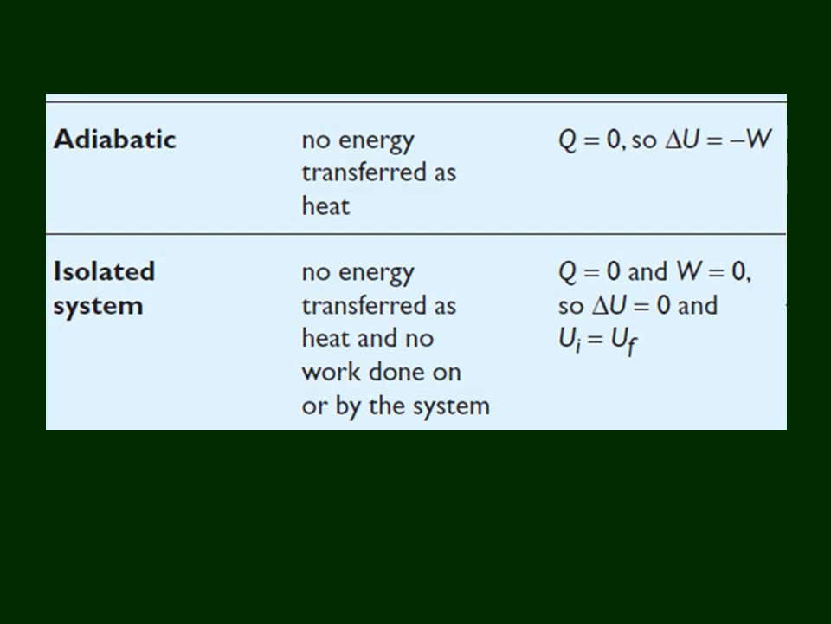Isolated system: no energy is transferred as heat and no work is done on the system. Q equals 0 and the work equals 0. As Q equals 0 and the work equals 0, delta U also equals 0, meaning the initial internal energy equals the final internal energy. This is an isolated system. In isolated systems, all three variables equal 0: Q equals 0, work equals 0, and the change in internal energy equals 0.